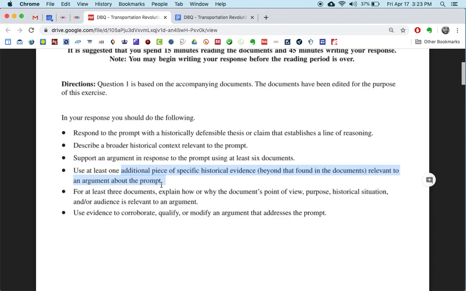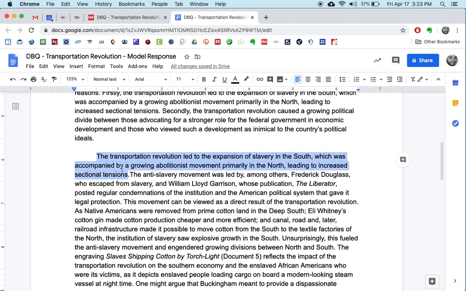So I have to make sure that the evidence I'm using to get that point is not explicitly referenced in the document. They want to know that you know history, or you know this history, unprompted by the documents. So anyway, I decided to use the anti-slavery movement, and specifically Frederick Douglass, who escaped from slavery, and William Lloyd Garrison, whose publication The Liberator posted regular condemnations of the institution and the American political system that gave it legal protection.